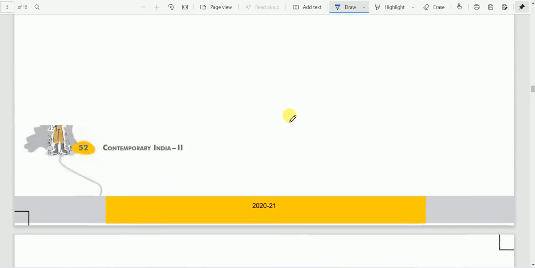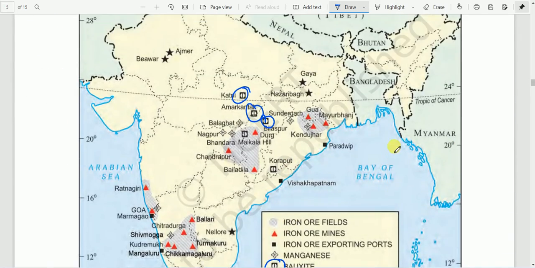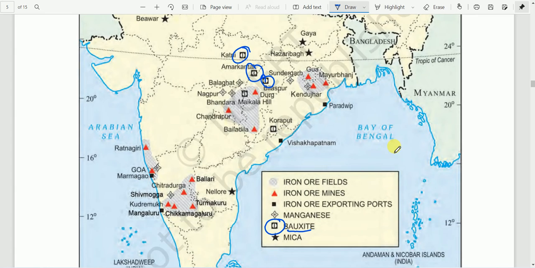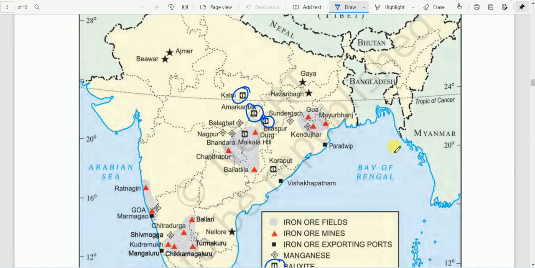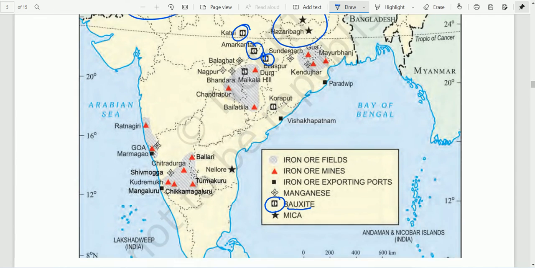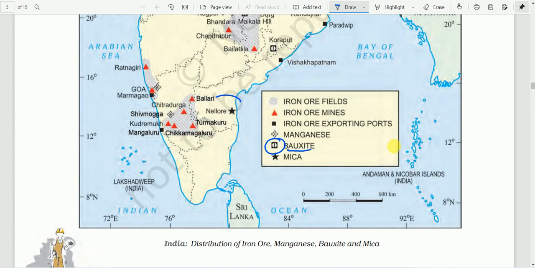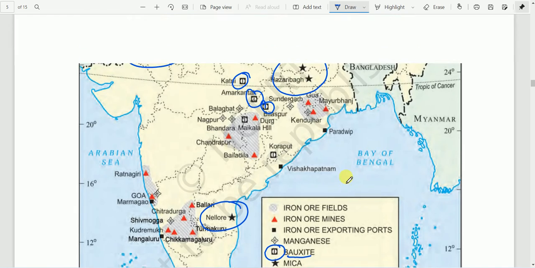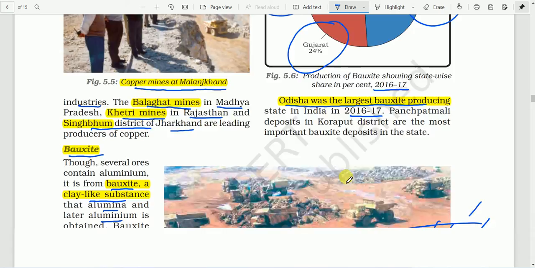Just we may have a look at this map here. Mica, again the star one, this Gaya, Hazaribagh. Then again Ajmer, Beawar is here. Okay, and here in Andhra Pradesh we have Nellore. So these are the important producing regions of mica.